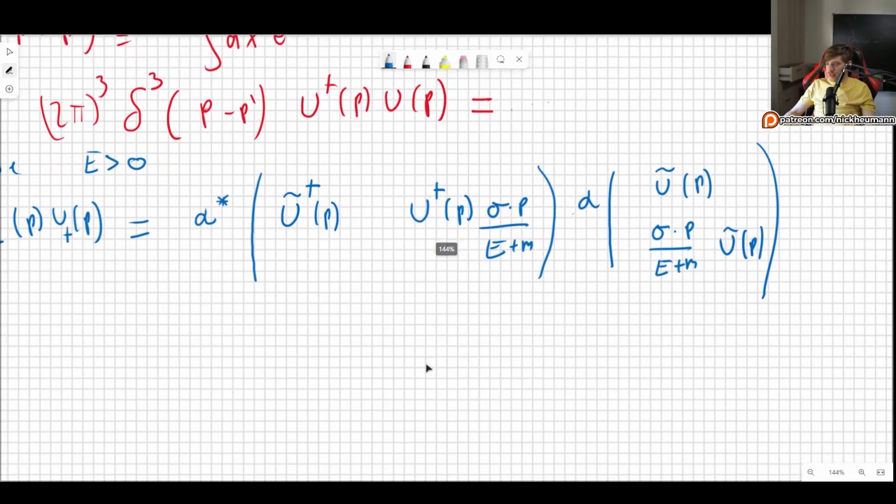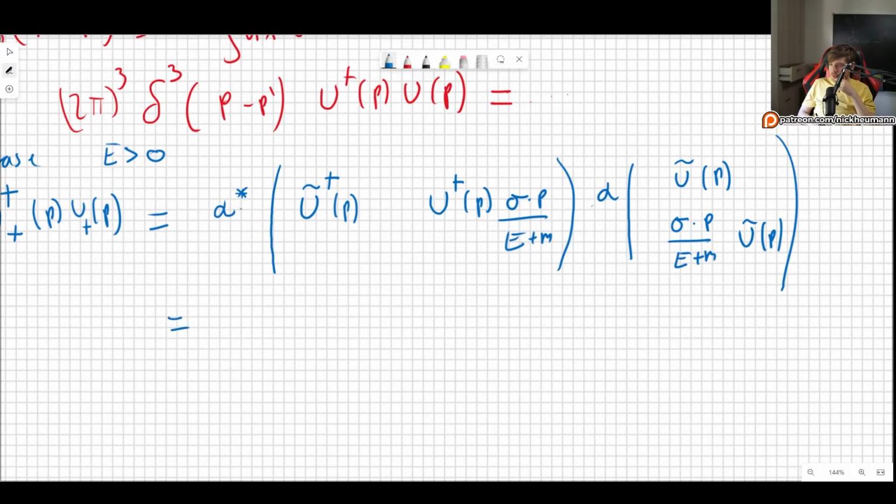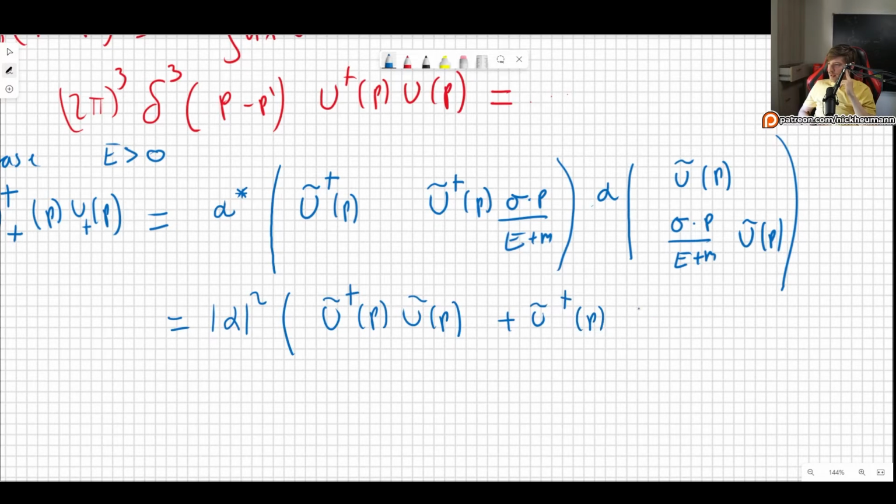Okay, so now we just multiply through. Multiplying through, we get alpha conjugate alpha, which is simply the modulus of alpha squared. Then we have U tilde Hermitian conjugate of P times U tilde of P. And then we have plus U tilde Hermitian times sigma dot P times sigma dot P divided by E plus M squared. And then we have U tilde of P.